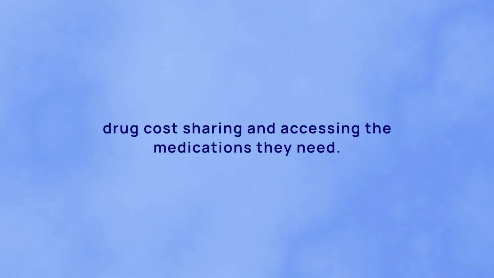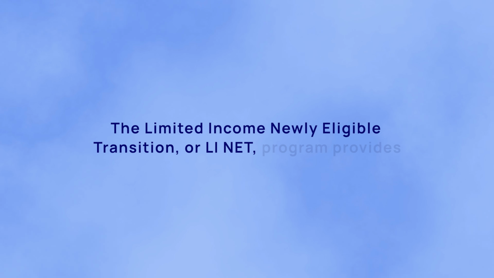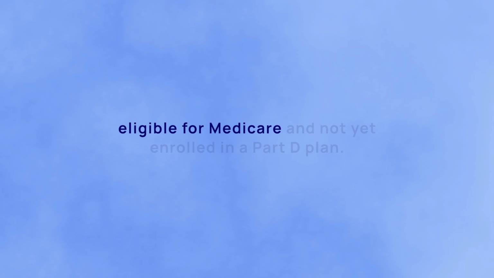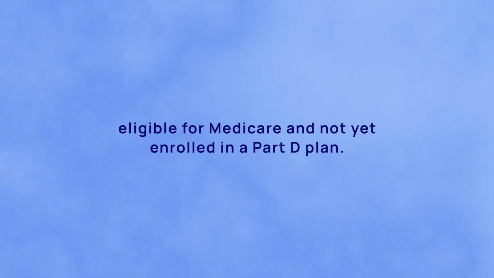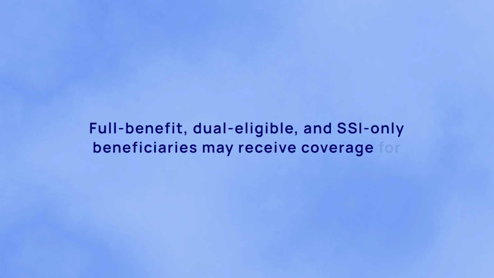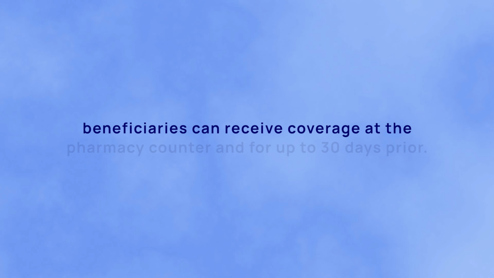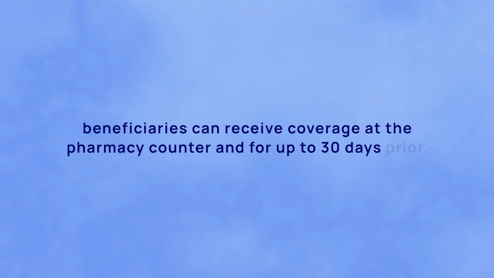The Limited Income, Newly Eligible Transition, or LI-NET, program provides temporary Medicare Part D coverage for people with low income who are newly eligible for Medicare and not yet enrolled in a Part D plan. LI-NET offers coverage retroactively for certain groups. Full benefit dual eligible and SSI-only beneficiaries may receive coverage for up to 36 months in the past, while low-income subsidy-eligible beneficiaries can receive coverage at the pharmacy counter and for up to 30 days prior.